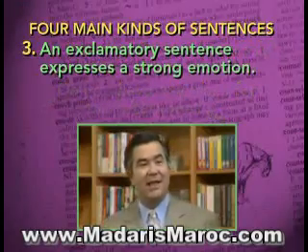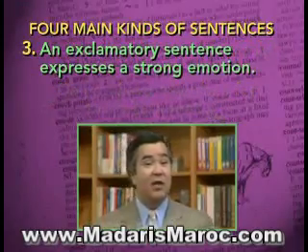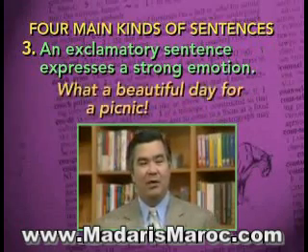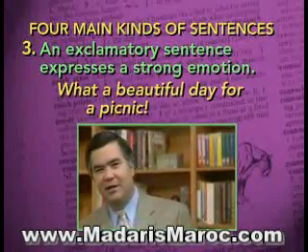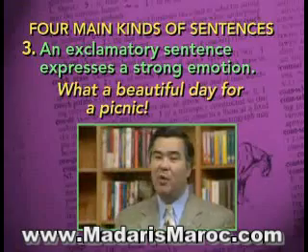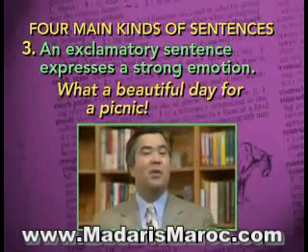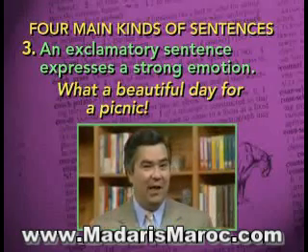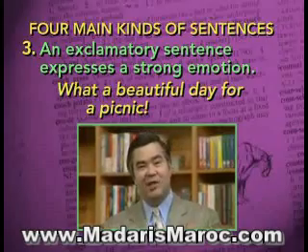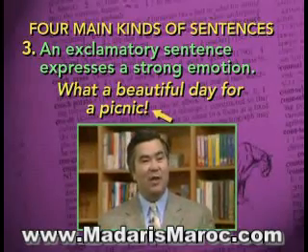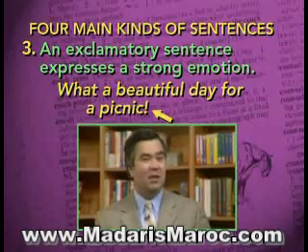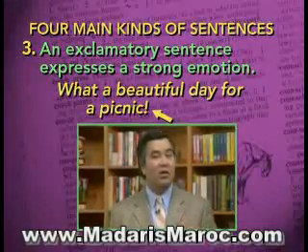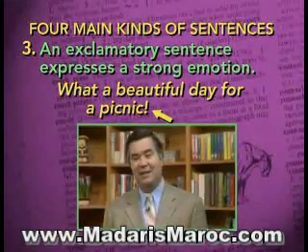The third type of sentence is an exclamatory sentence. An exclamatory sentence expresses a strong emotion. Look at this example. What a beautiful day for a picnic! Maybe you could tell from the way I read that sentence aloud that I'm expressing a strong emotion or a strong feeling about what beautiful weather we have today. This makes it an exclamatory sentence, and it ends with an exclamation point. This is a special mark of punctuation that's used to indicate to the reader that strong emotions or feelings are being expressed in the sentence.